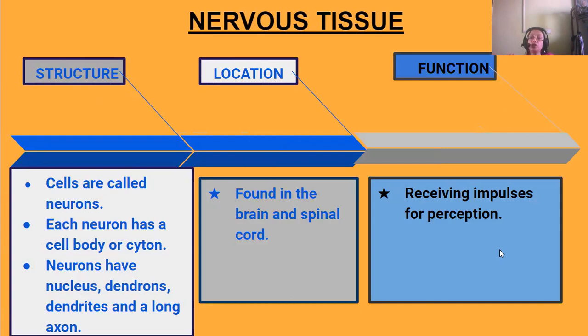The function of the nervous tissue is to receive impulses for perception, for feeling. So when we feel hot, cold, and all these things, what is happening is that the impulses are carried to the brain and spinal cord by the nerve cells.